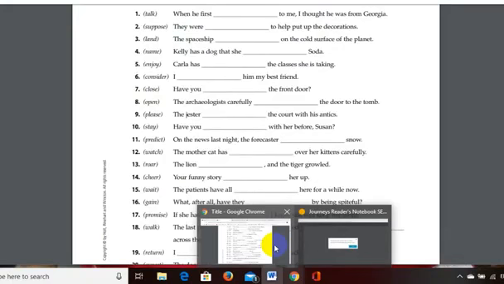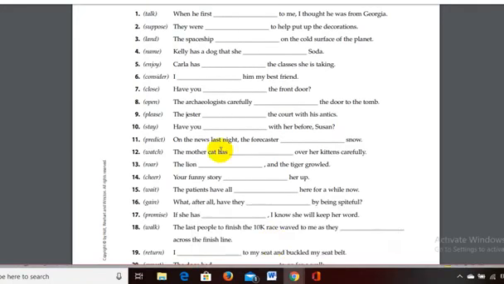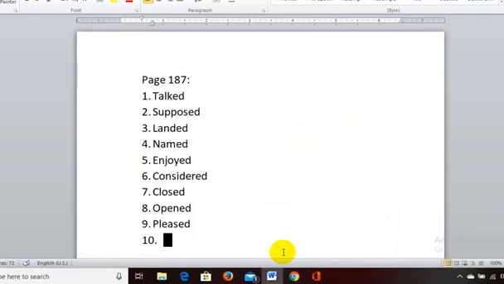Anyways, number 10, we'll do number 10 together, and I'll let you do from 11 to 20 on your own, okay? You have the verb stay. Have you with her before Susan? Have you stayed with her before Susan? So we're just going to add ED. Okay? Very easy. We're going to say stayed.